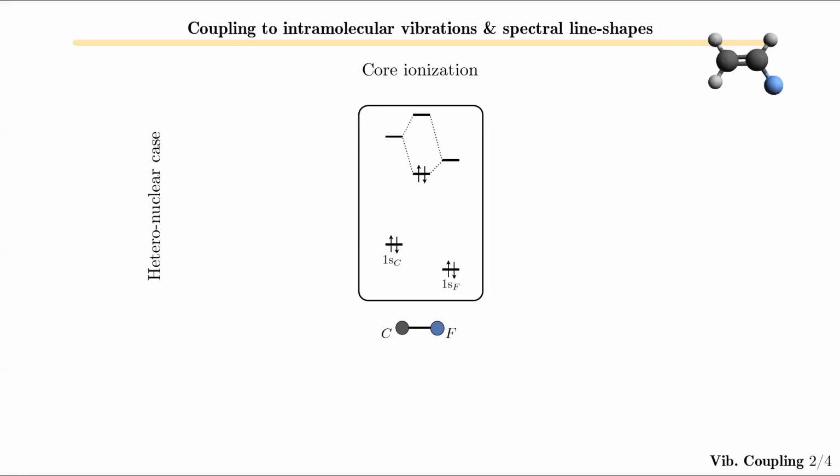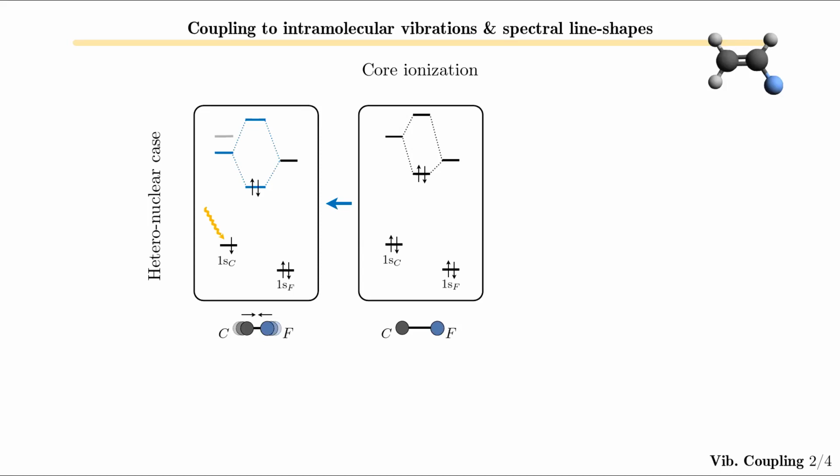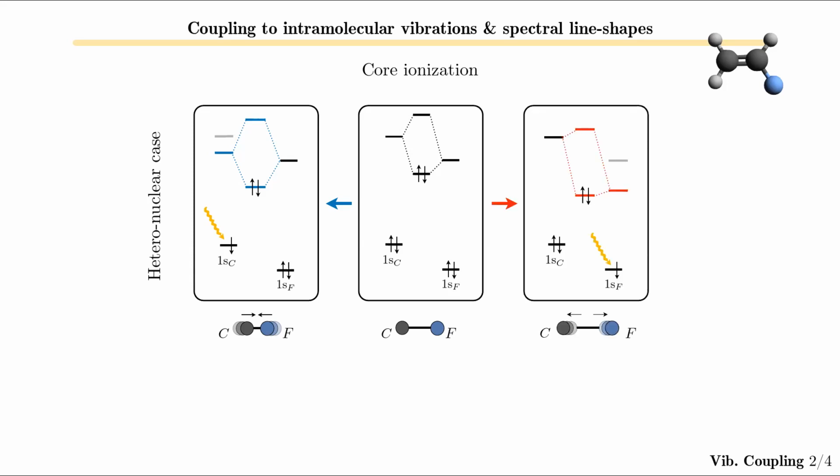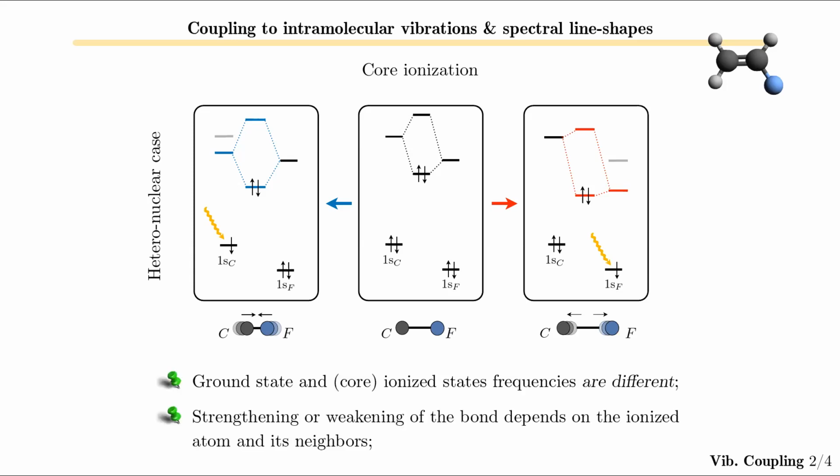But if we have, let's say, a heteronuclear case, it really depends on whether we excite the carbon or the fluorine. Because if the molecular orbital diagram we start with is this one, and if we excite, let's say, the carbon, we lower the energies of the orbitals that make the bond, and so the bond may strengthen. But if we excite the fluorine, we weaken the bond even more. And so ground state and core ionized state frequencies are different. So the displaced harmonic oscillator is particularly wrong.